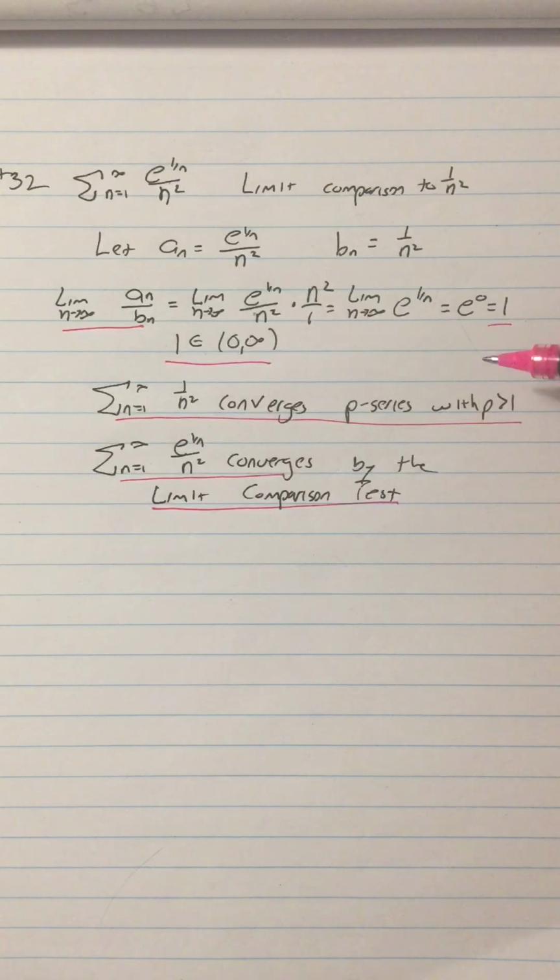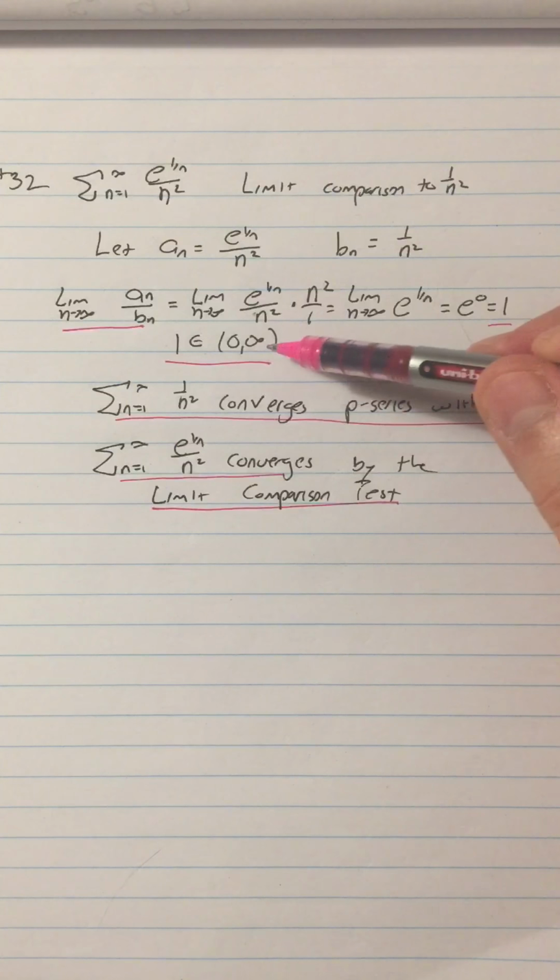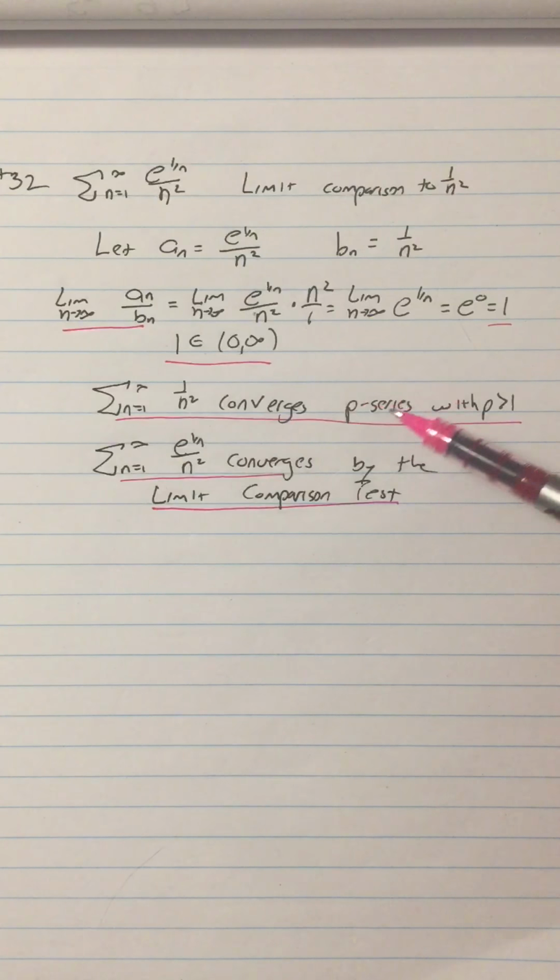Remember, if you do limit comparison test and you get a value between 0 and infinity and your comparison series diverges, then your conclusion is going to be that your series diverges, because the test concludes that the comparison series and the problem series either both converge or both diverge. So that's number 32.